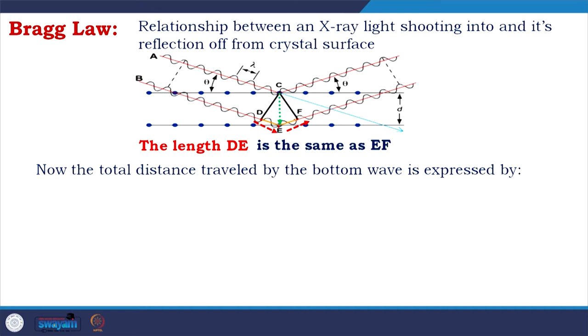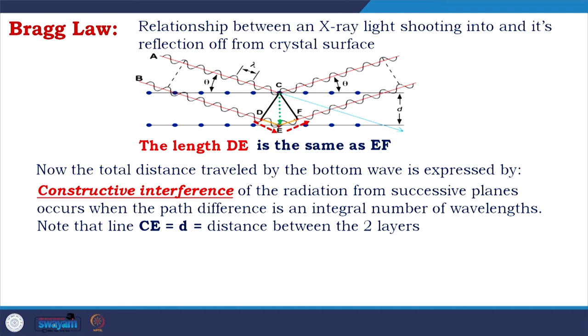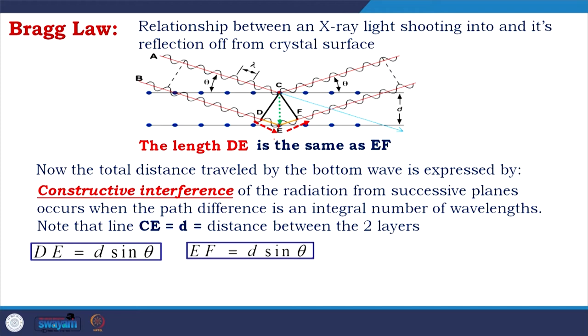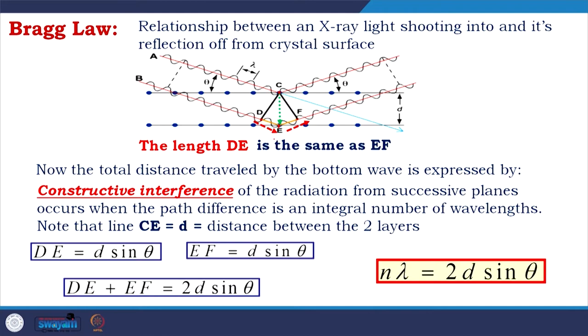Now, the total distance traveled by the bottom wave could be expressed. Constructive interference of the radiation from successive planes occurs when the path difference is an integral number of wavelengths. The distance CE, the green line, is equal to d sin theta, where d is the distance between the two layers, and EF is equal to d sin theta. So CE plus EF equals 2d sin theta, and n lambda equals 2d sin theta. So, that is Bragg's law we have discussed before.